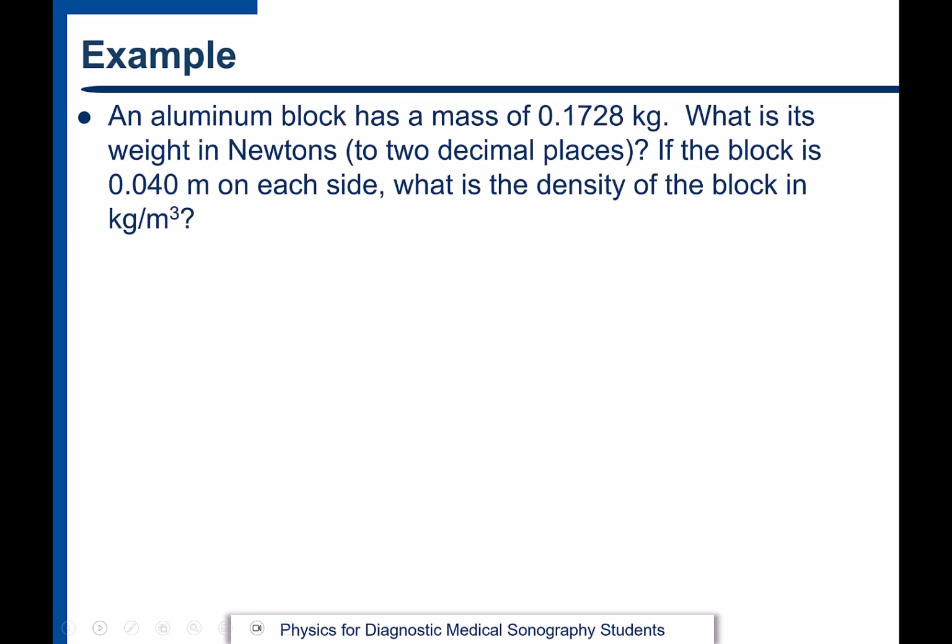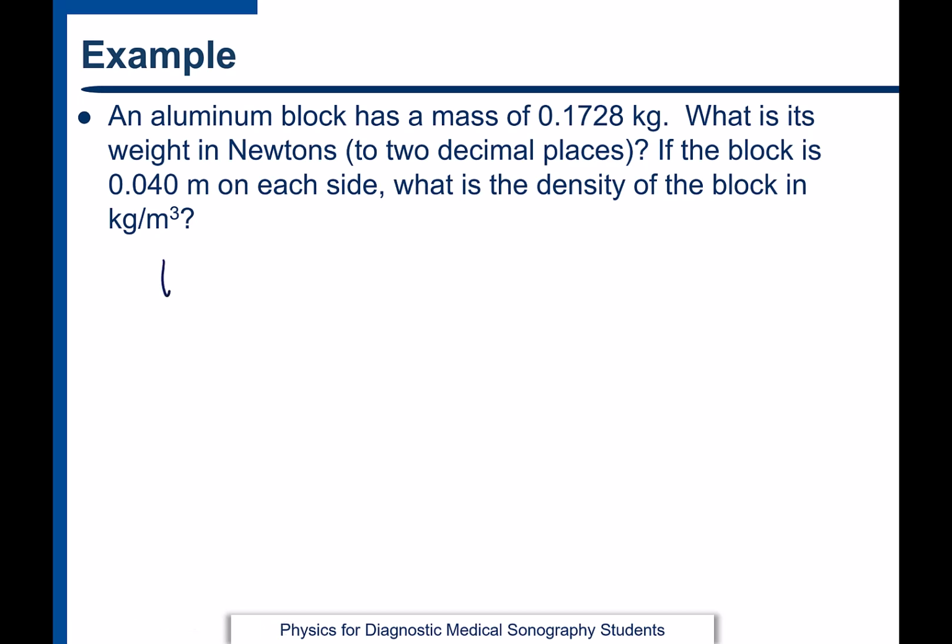Let's try an example. So here we have a problem that says an aluminum block has a mass of 0.1728 kilograms. What's the weight in newtons to 2 decimal places? And if the block is 0.040 meters on each side, what's the density of the block in kilograms per meter cubed? Okay, so let's do the first part.